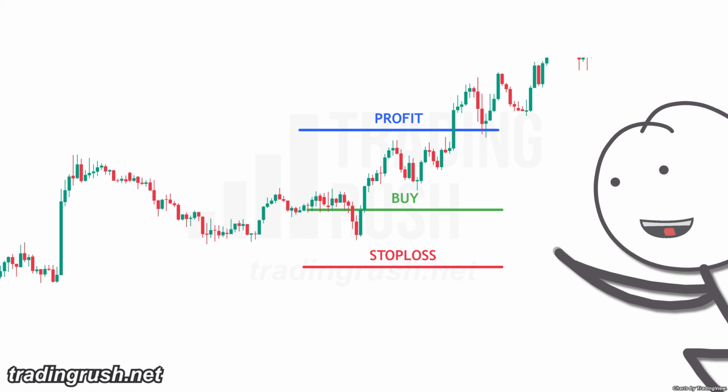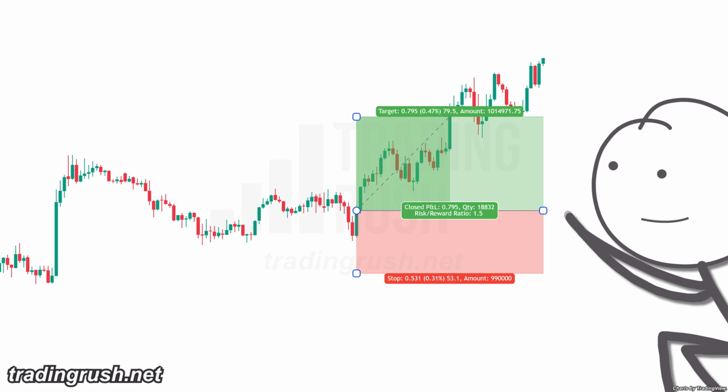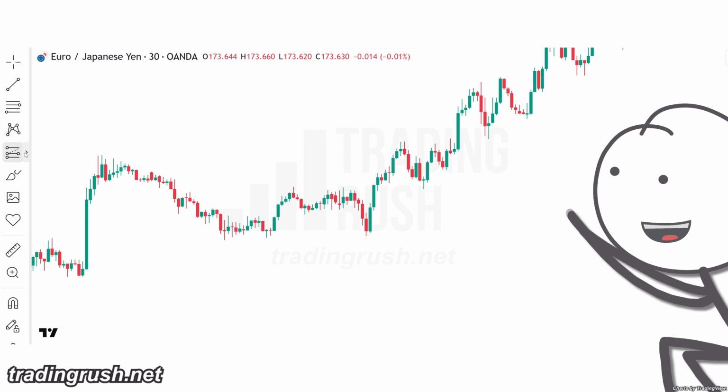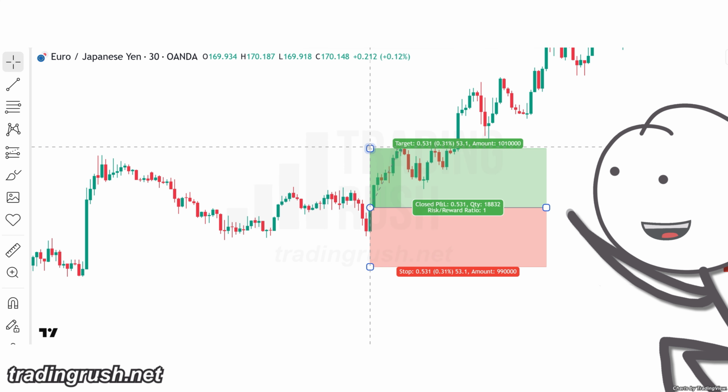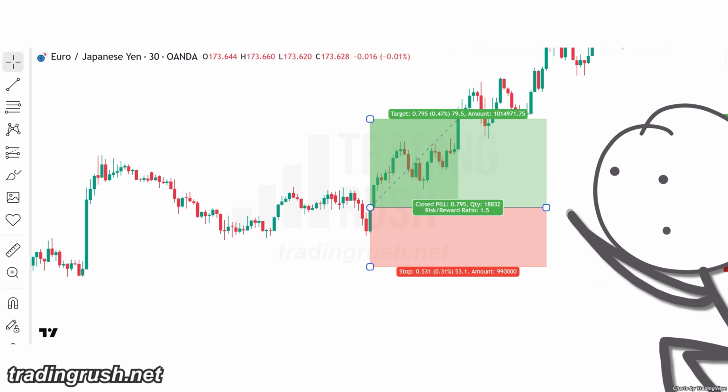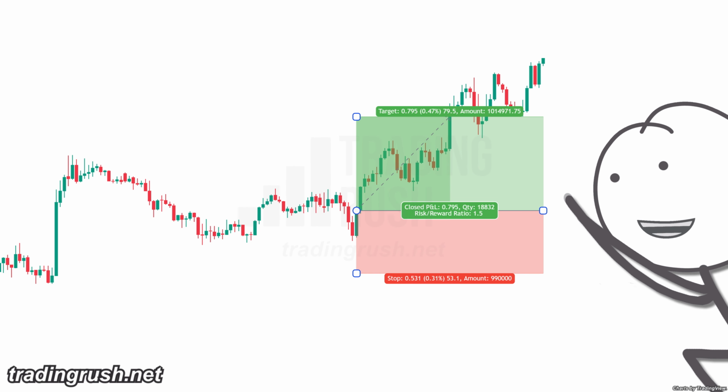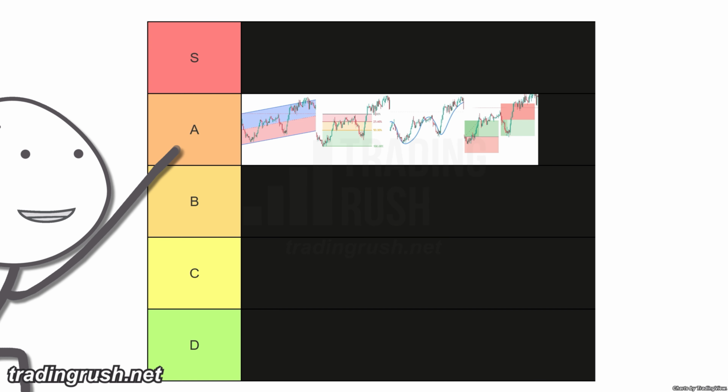Number 7. No matter how experienced you become in trading, calculating where to set your profit target based on a specific reward-to-risk ratio can be a pain in the butt. That's why I like to use TradingView's long-short position tools. When you place it on a chart, you can adjust the profit and stop-loss targets, and it shows the reward-to-risk ratio. It is really useful. So I will put it in the A tier.